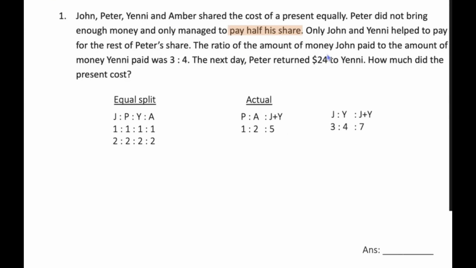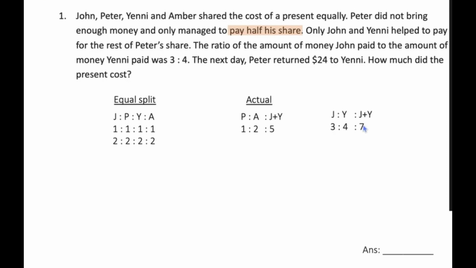Now, we have recorded everything, right? The next thing to do is to look for the common base. So let's look for the common base. Between these two ratios, Peter is the common base, right? This is 2 and this 1. I have to change this to 2. I need to make Peter in this ratio and Peter in this ratio the same. I need to make John and Yenny and this 7 the same. This John and Yenny, these 2 must be the same.